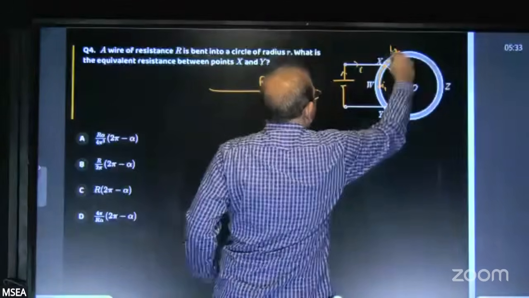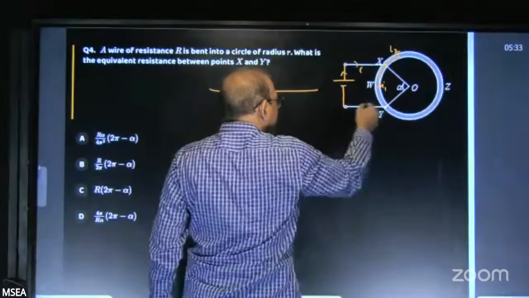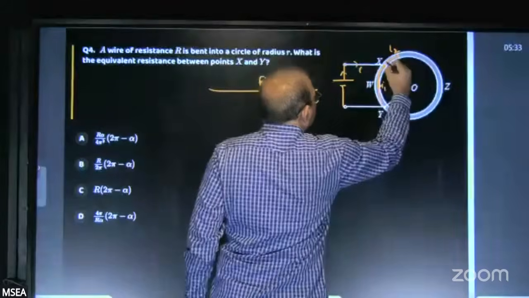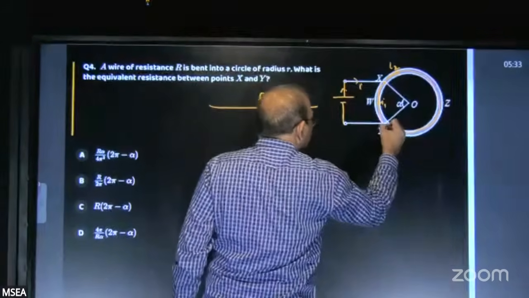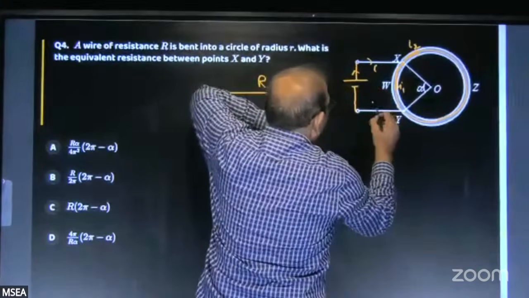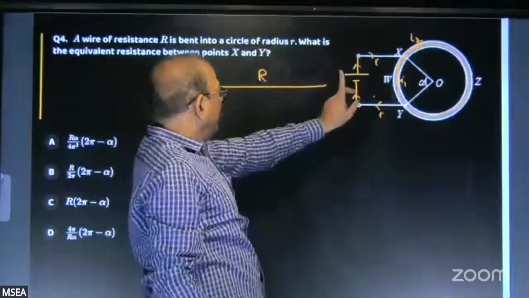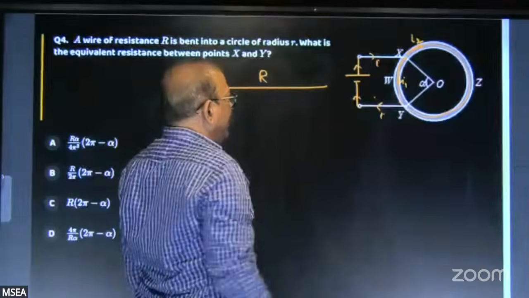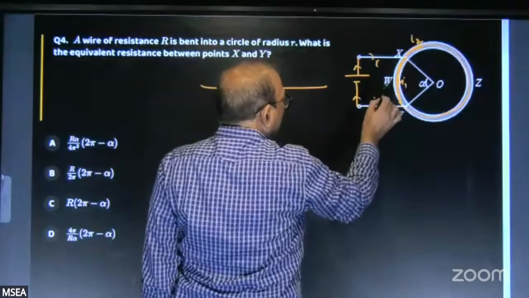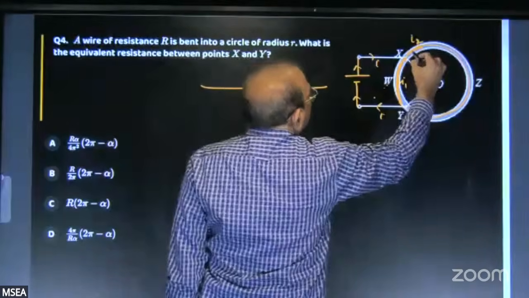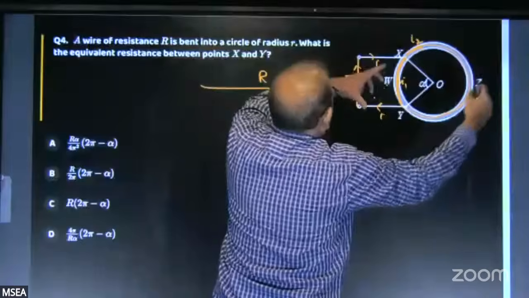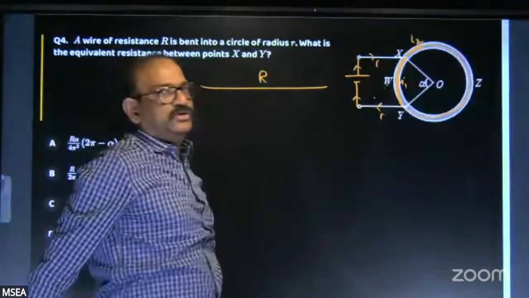I1 will flow like this and come to point Y. I2 will flow like this and come to point Y. Again at point Y, I1 and I2 combine to form I. And this segment XWY and this segment XZY are both under the same potential difference. They are in parallel combination.